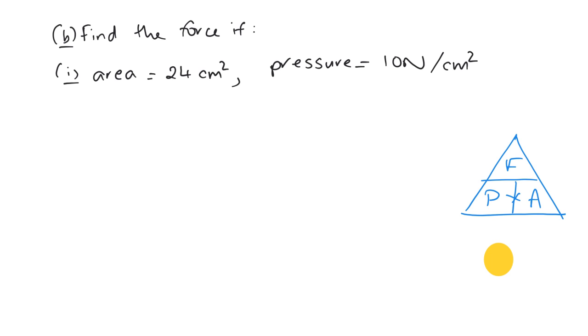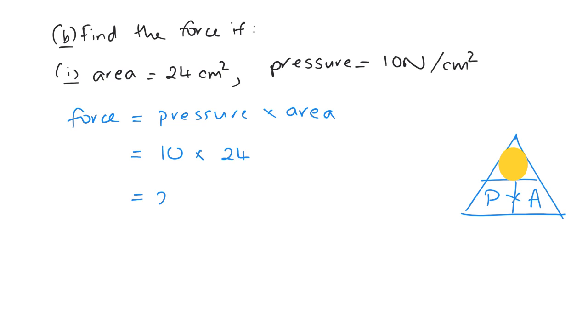Part B, find the force if, so part 1, the area is 24 centimeters squared and the pressure is 10 newtons per centimeter squared. So if it's force, cover over F, and we're left with P times A. So our formula is force equals pressure times area. So we have 10 times 24, which is 240, and our units for force are always newtons.